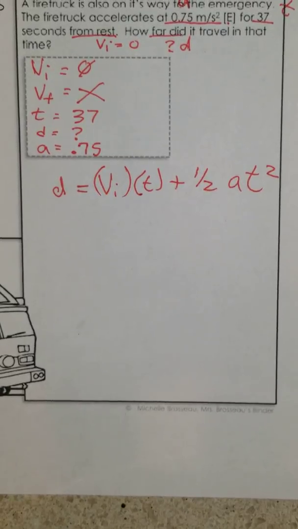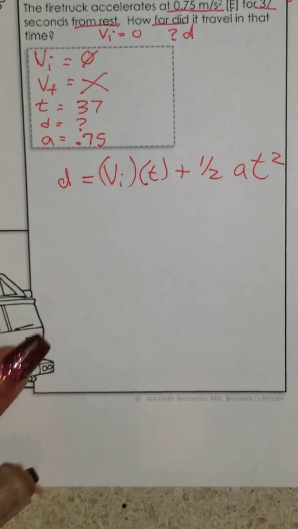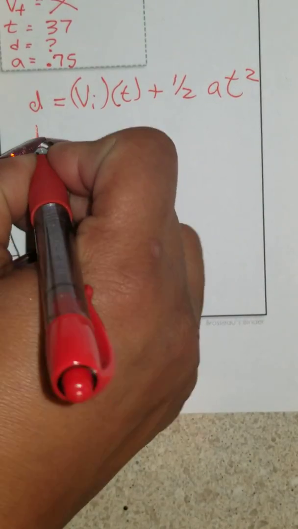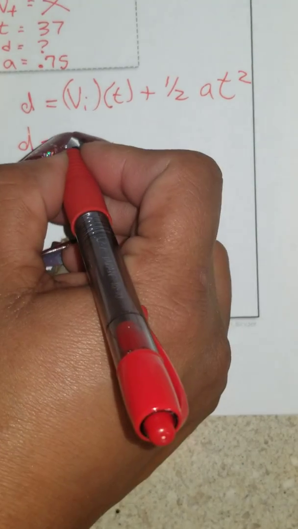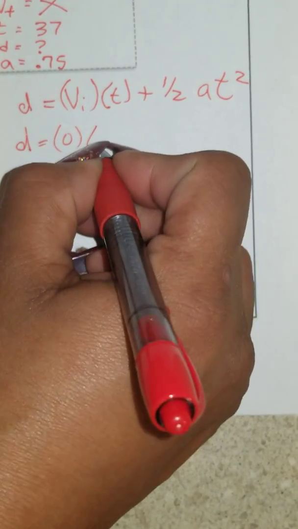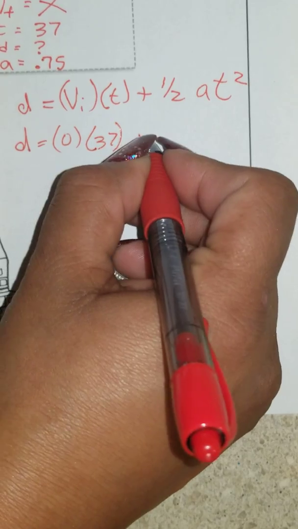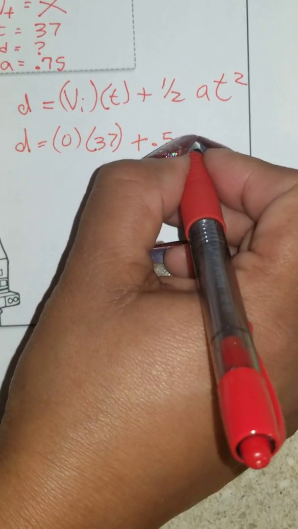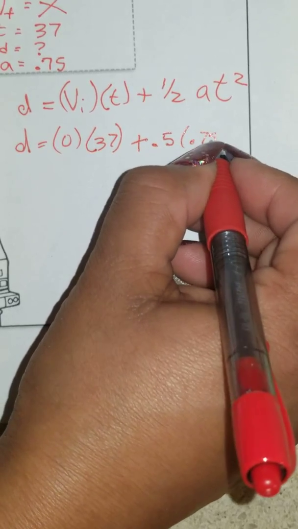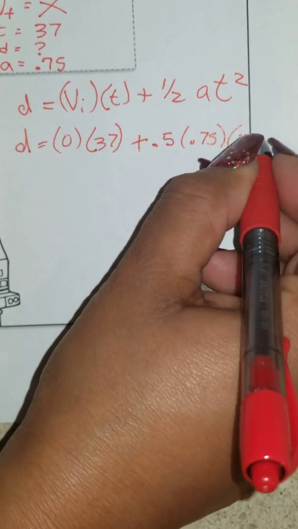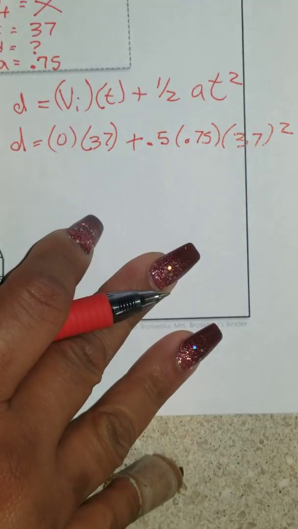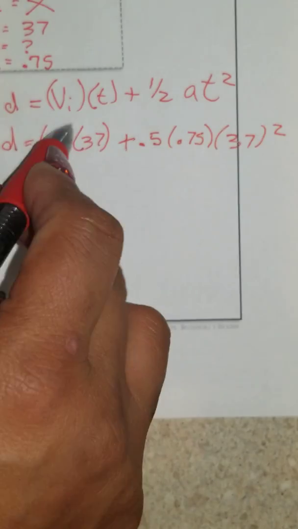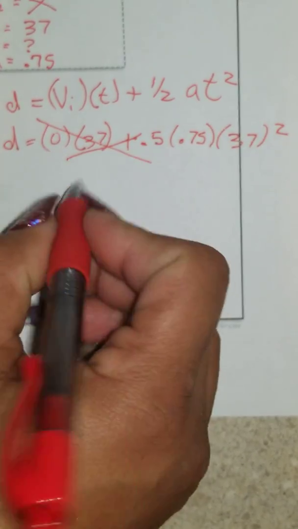Give me a moment. Okay, so let's fill in the blanks. D is what I'm looking for. 0 times 37 plus, I'm going to change 1/2 to 0.5 times 0.75 times 37, don't forget to square the 37. Anything times 0 is 0, so forget that. We don't need that at all.